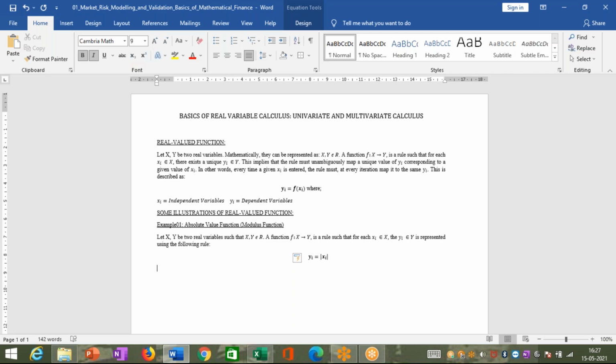So the next thing that we'll talk about over here is how we can crack or decompose this function, how we can break this function down and see how its output works. So the absolute value function works in the following fashion.